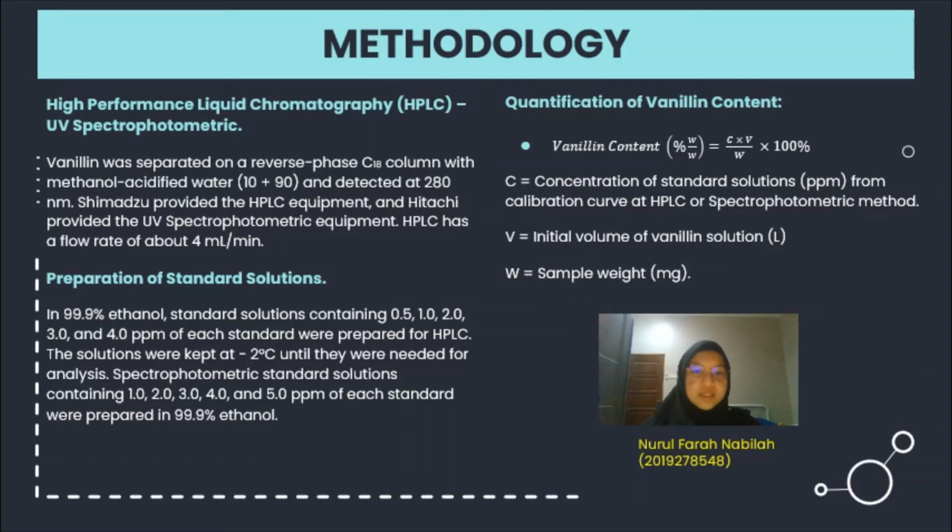For the preparation of standard solutions, 0.5, 1.0, 2.0, 3.0, and 4.0 ppm of each standard were prepared in 99.9% ethanol. The solutions were kept at -2 degrees Celsius until they were needed for analysis. Spectrophotometric standard solutions containing 1.0, 2.0, 3.0, 4.0, and 5.0 ppm of each standard were prepared in 99.9% ethanol. And lastly, quantification of vanillin content was calculated using the formula stated.